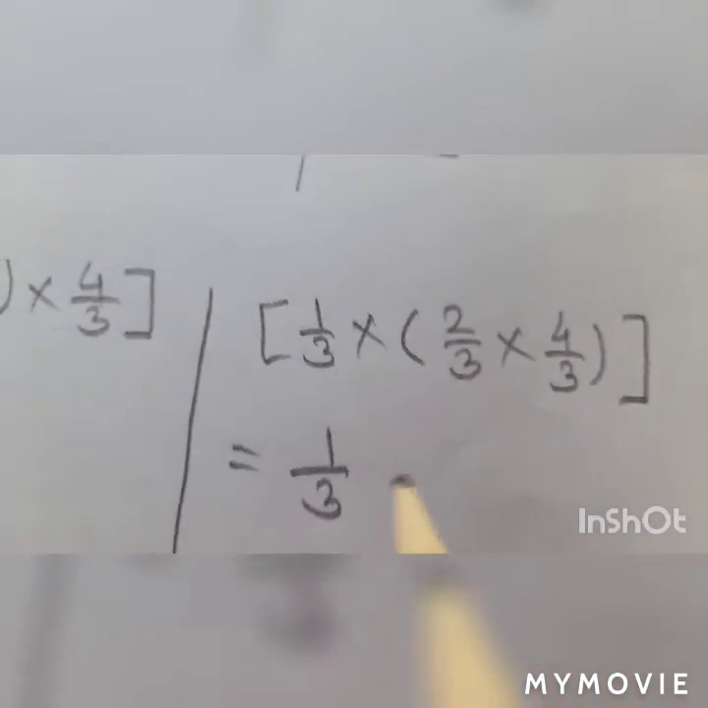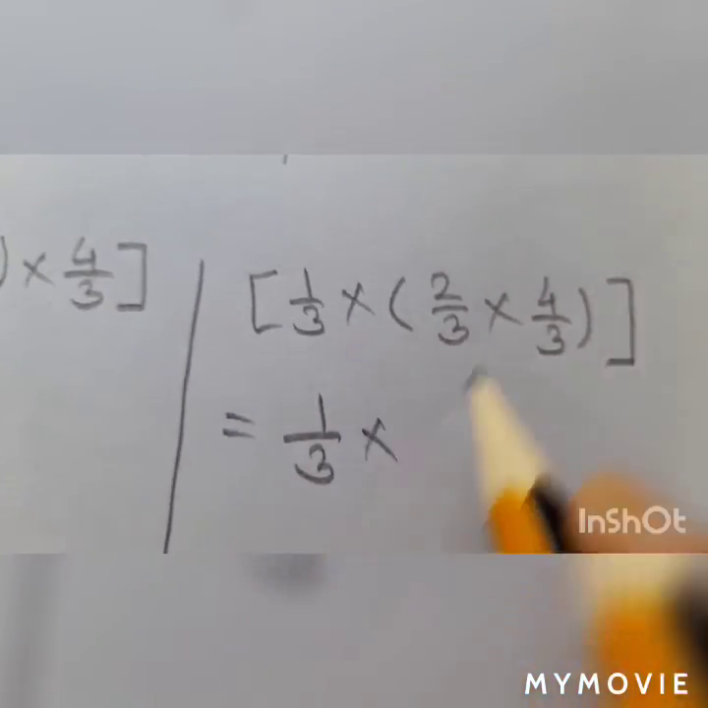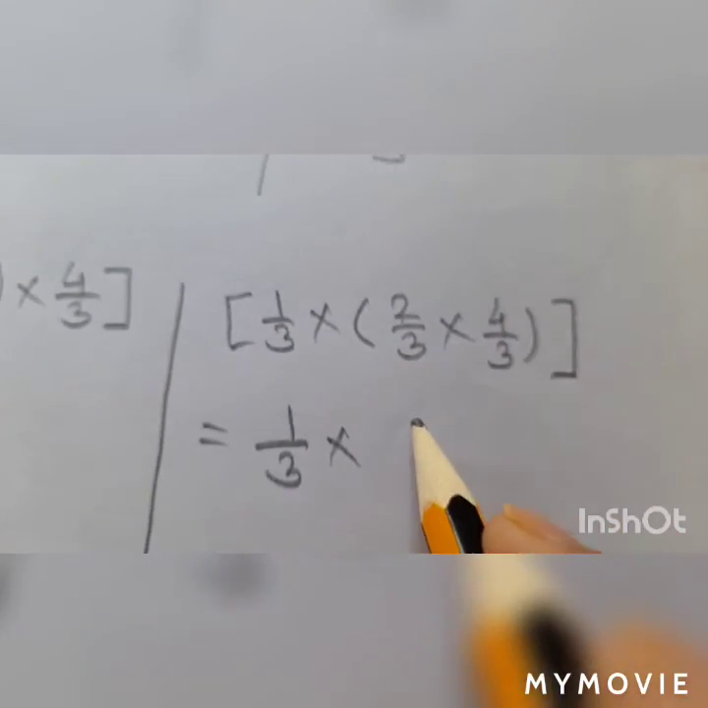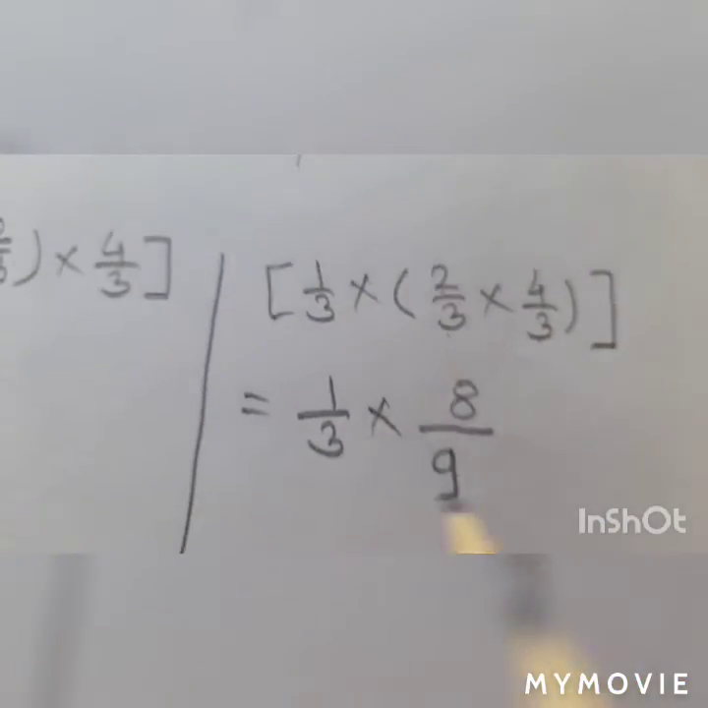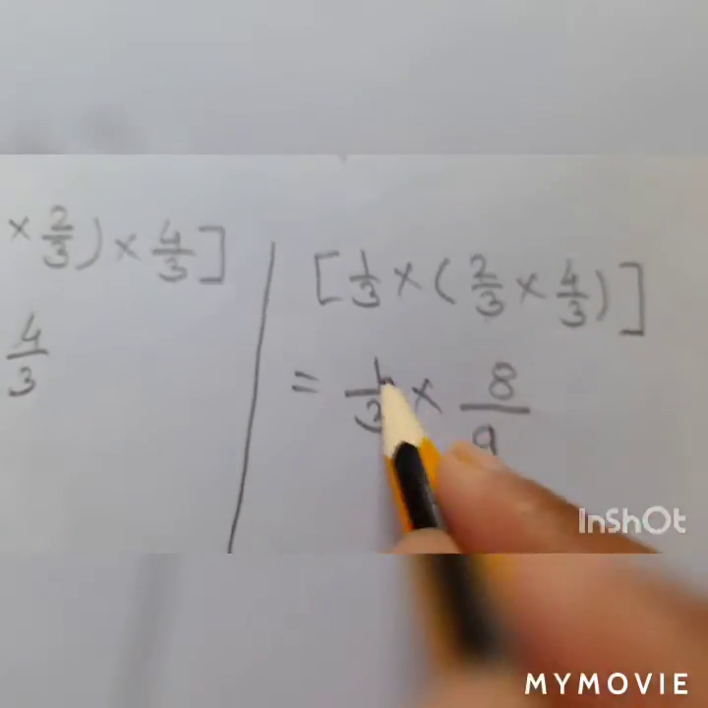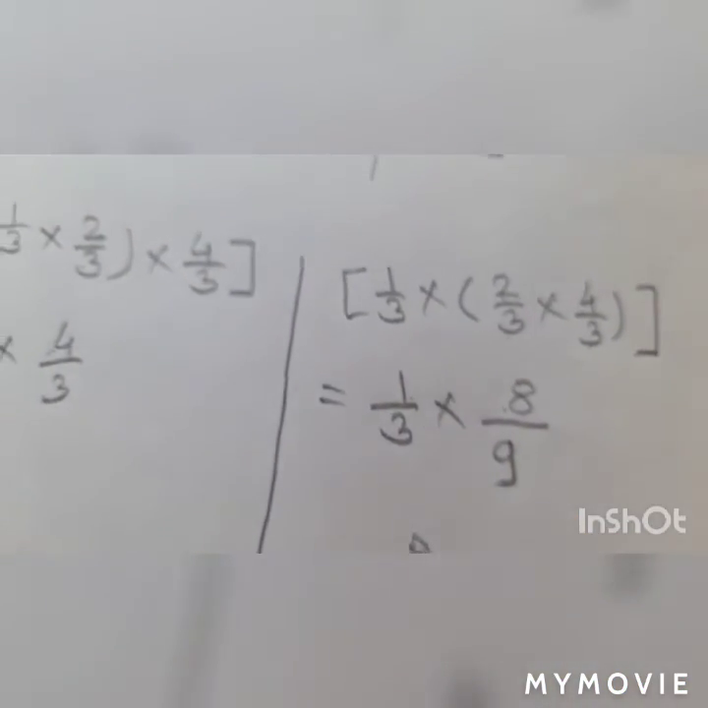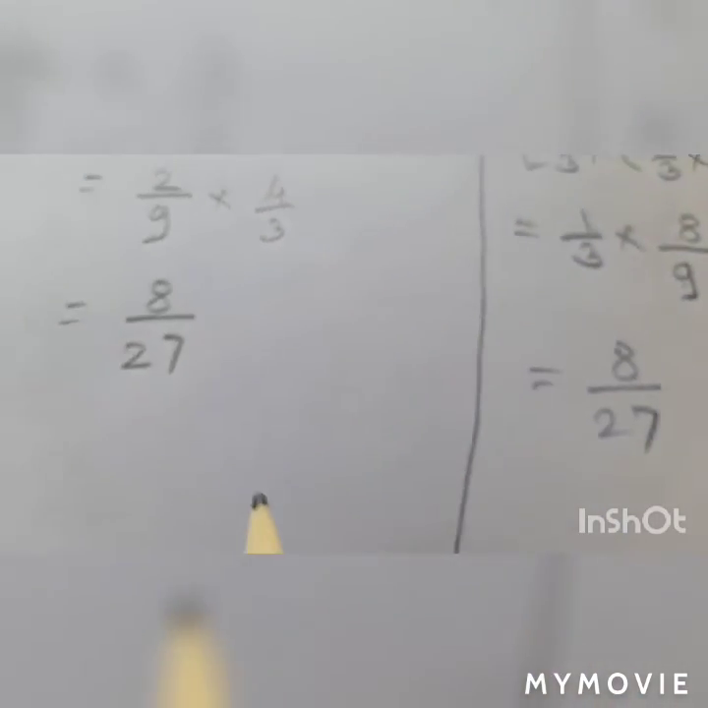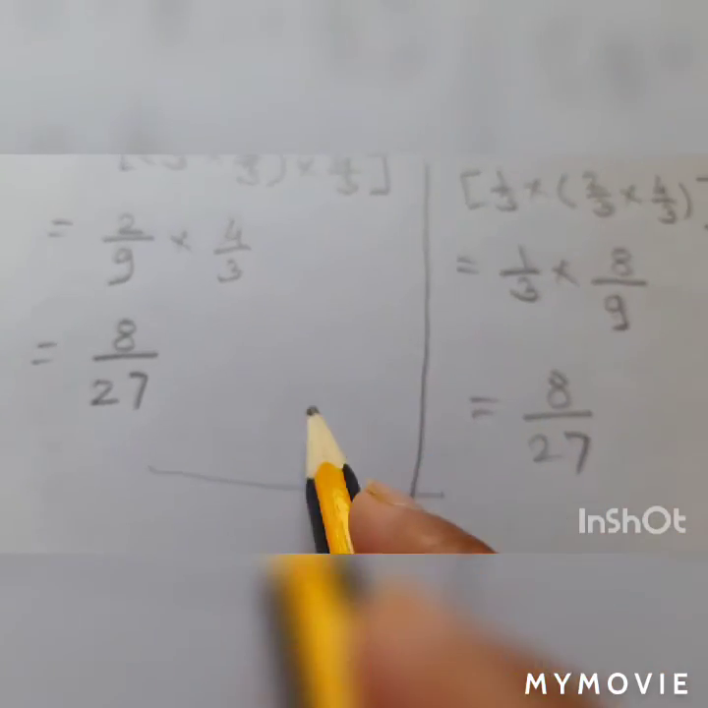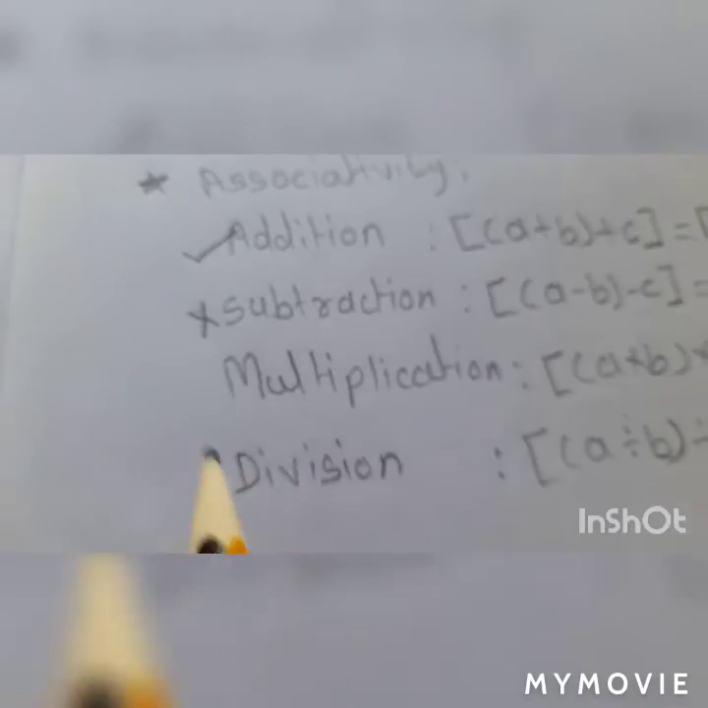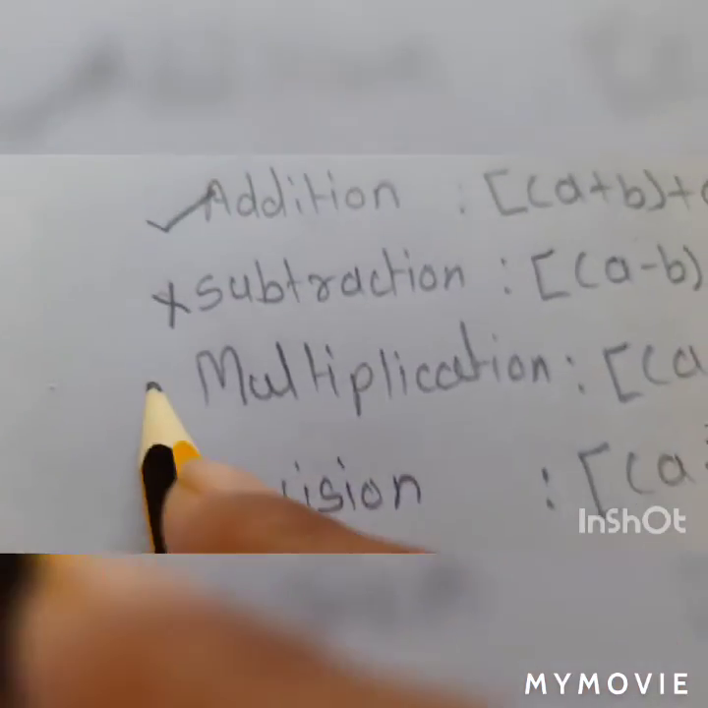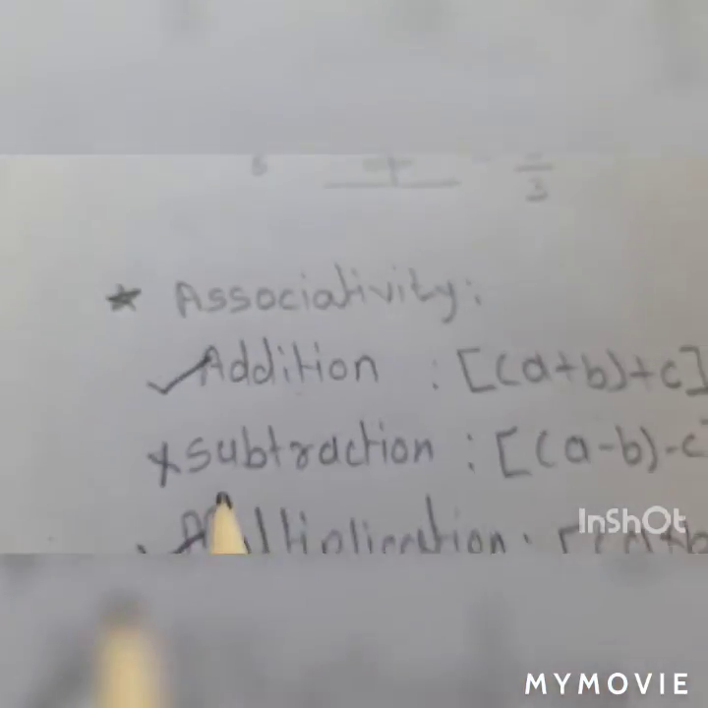1 upon 3 as it is multiply by 2 into 4 is 8, 3 into 3 is 9. 1 into 8 is 8, 3 into 9 is 27. We can see that we get the answer similar. That's why we can say that multiplication satisfies the associativity.